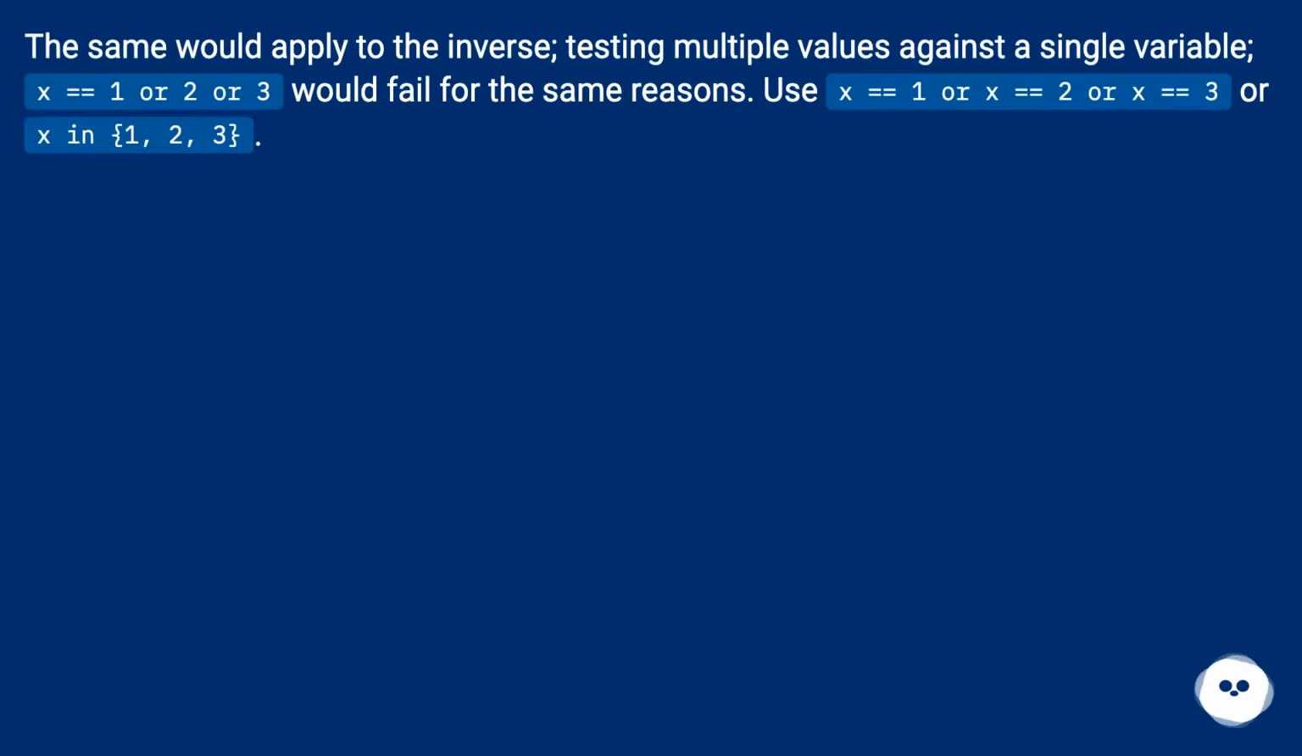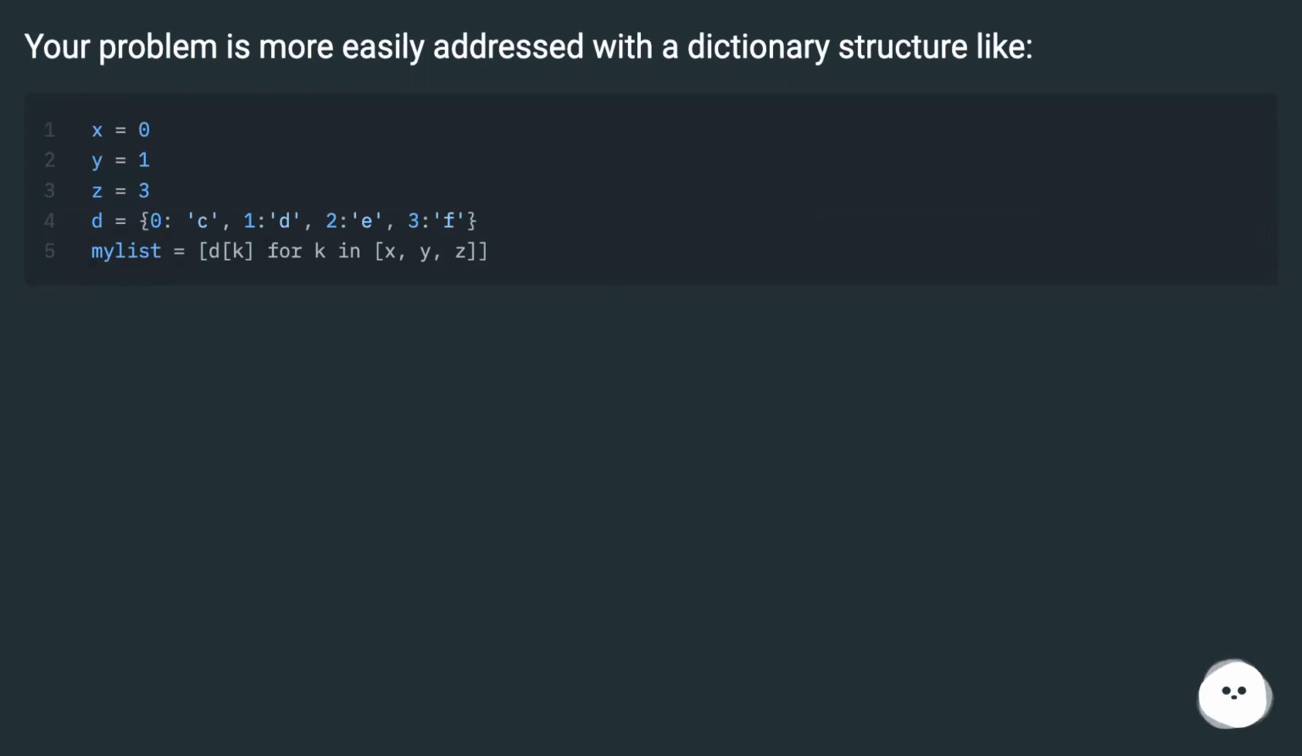The same would apply to the inverse, testing multiple values against a single variable. X equals 1 or 2 or 3 would fail for the same reasons. Use x equals 1 or x equals 2 or x equals 3 or x in 1, 2, 3. Your problem is more easily addressed with a dictionary structure like.